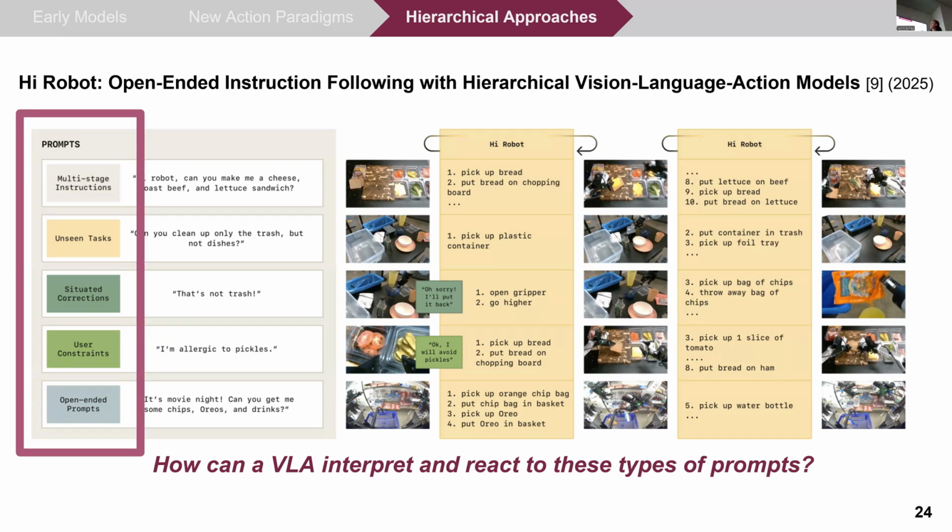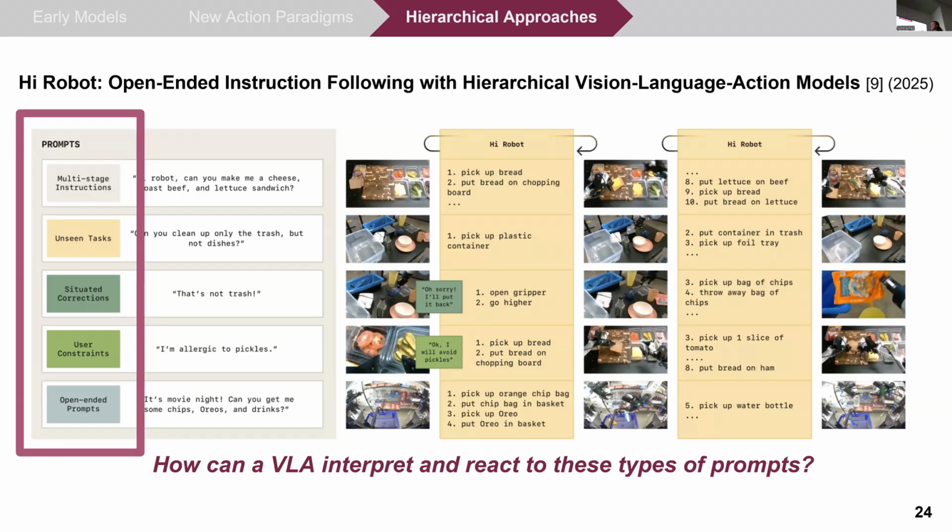And then the example just following that one is a user constraint. Hi Robot is asked to make the user a sandwich. And as the robot is getting near the pickles, the user says, "I'm allergic to pickles." And Hi Robot says, "Okay, I will avoid the pickles," and then continues making the sandwich.